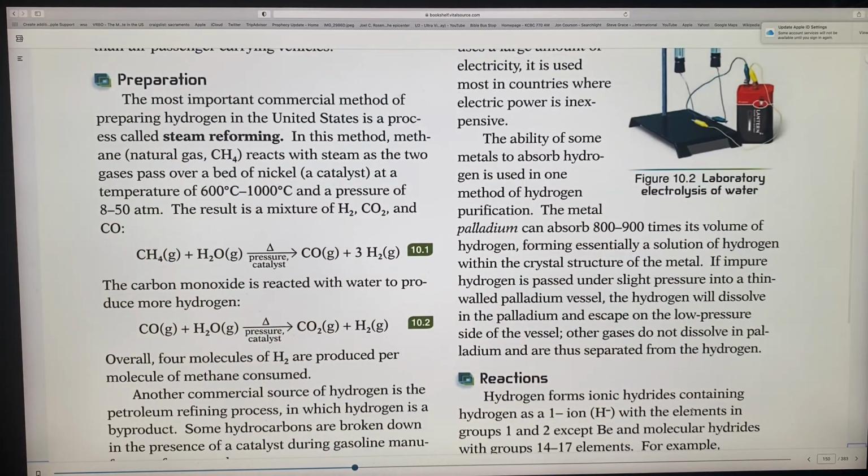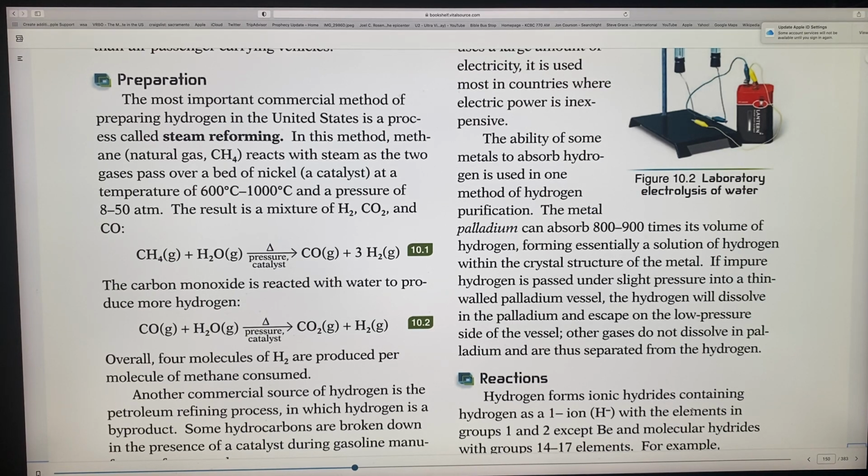So let's go on to the preparation of hydrogen. The most common way of preparing hydrogen is with steam reforming. In steam reforming, methane gas, right here, reacts with steam as the two gases pass over a bed of nickel.